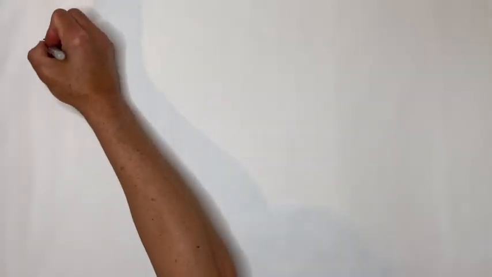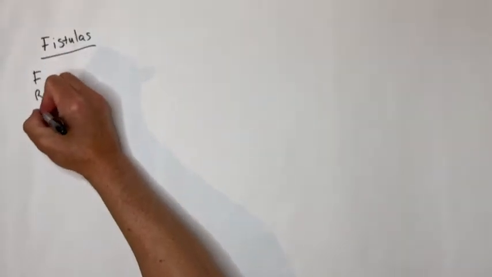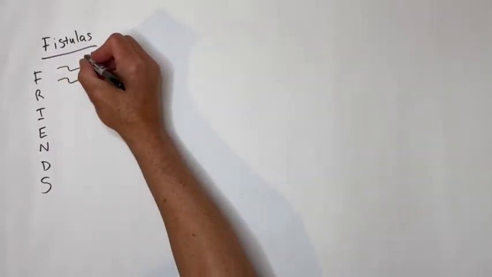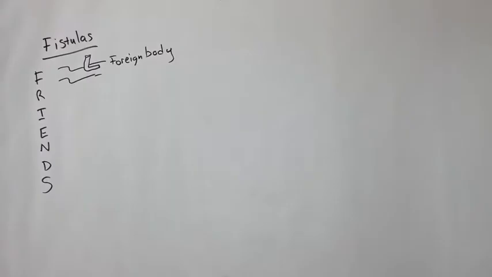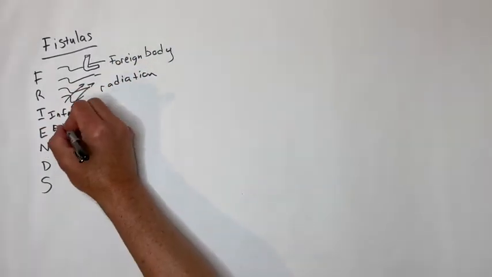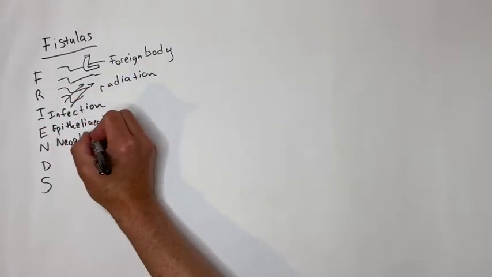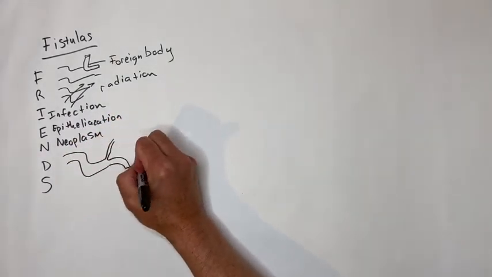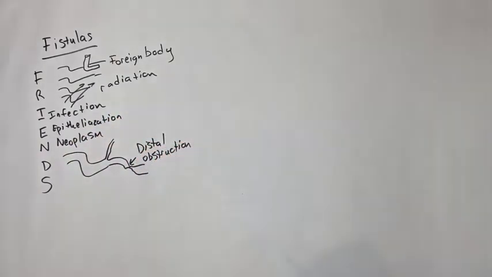Small bowel fistulas are kept open by things remembered by the mnemonic FRIENDS: foreign body, radiation, infection, and inflammation, such as Crohn's, epithelialization of the tract, neoplasm, distal obstruction, and steroids.